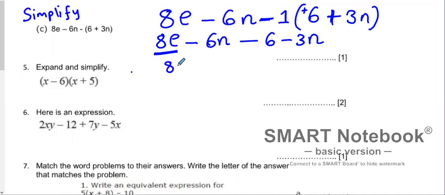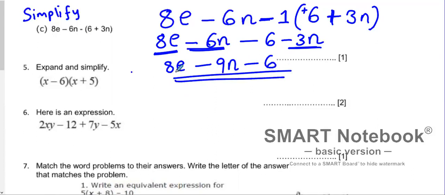8e is alone, so there are no like terms alike with 8e. So 8e remains there. Negative 6n and negative 3n together form negative 9n, minus 6. This will be your final answer because you can't combine 8e and 9n, or subtract 6, because one contains e, one contains n, and this has no letter, it's just a constant term. So the answer for C ends there.